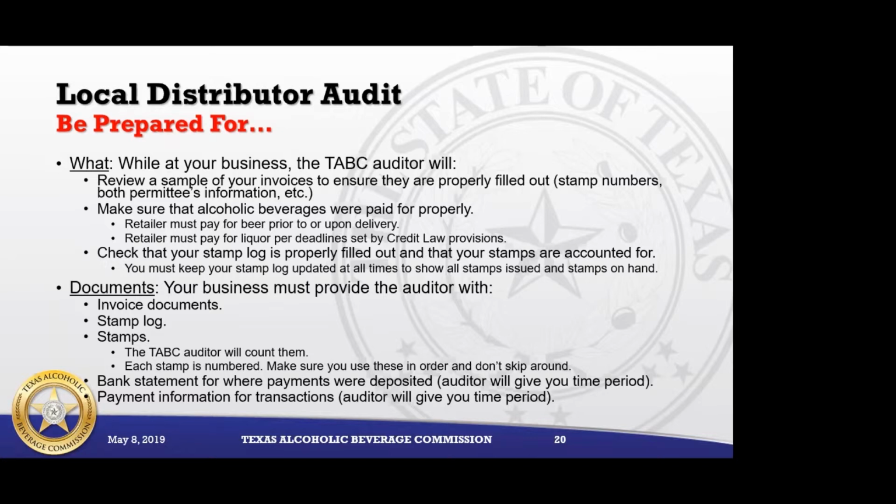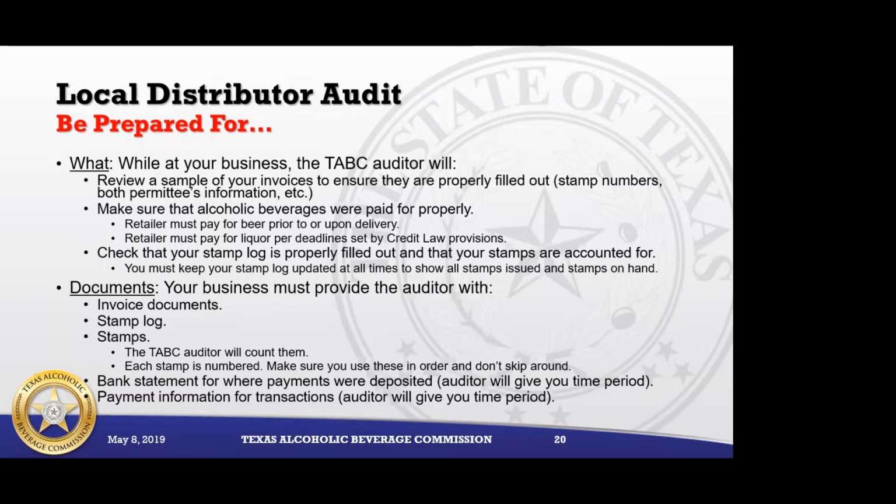Make sure that the alcoholic beverages were paid for properly. If they are paying for beer, it follows under cash law, which means that beer has to be paid for prior to or upon delivery. The retailer must pay for liquor per deadline set by credit law provisions. If that alcohol is purchased within the 1st through the 15th of the month, it has to be paid for by the 25th. And if it's purchased between the 16th and the end of the month, it has to be paid for by the 10th day of the following month.